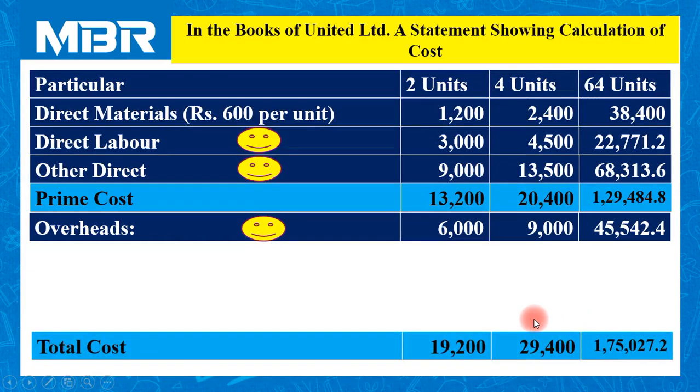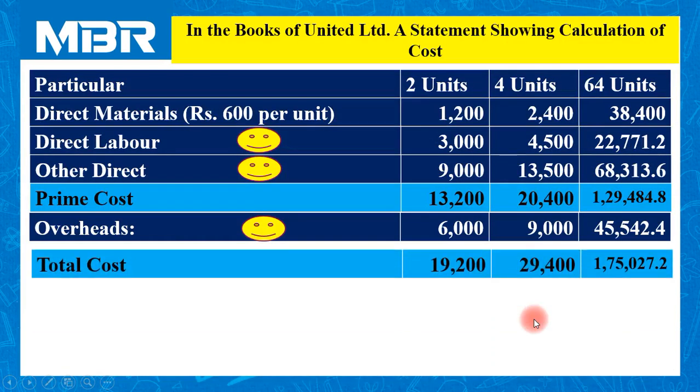Let us move to the total. Total of prime cost plus overhead is known as total cost. 19,200 for 2 units, 29,400 for 4 units, and 1,75,027.2 for the manufacturing of 64 units.